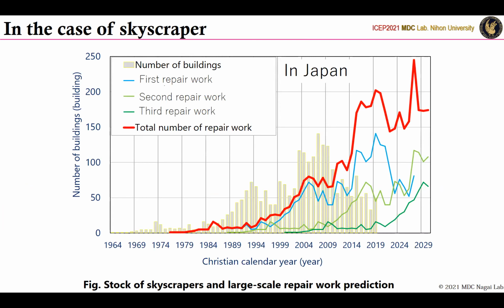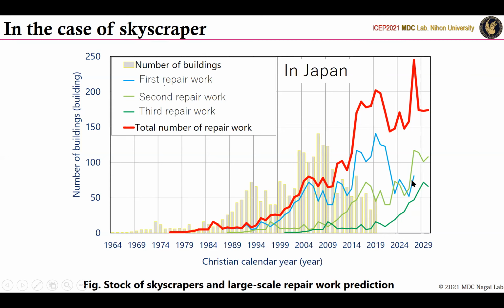The number of renovation works in Japan is increasing year by year, and it is beginning to exceed the number of new construction starts. For example, this is my field, skyscrapers. This graph is the stock of skyscrapers and the prediction of large-scale repair work. You can see that repair and renovation work is increasing in this area.